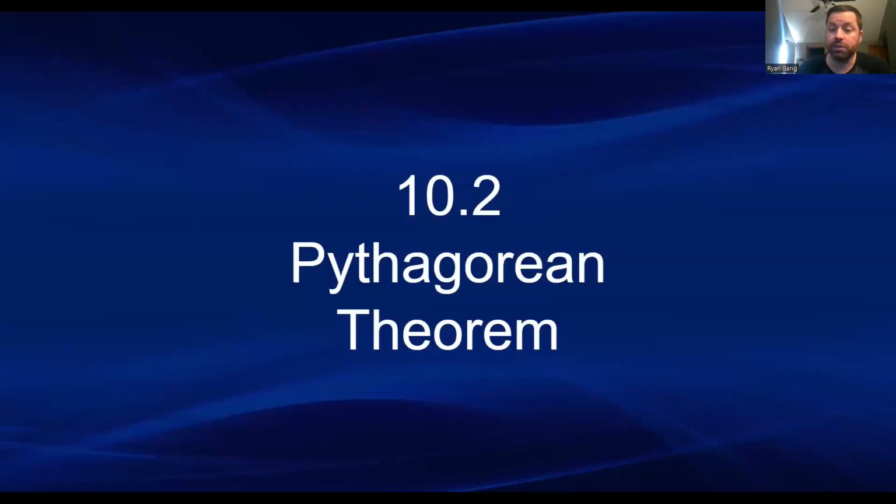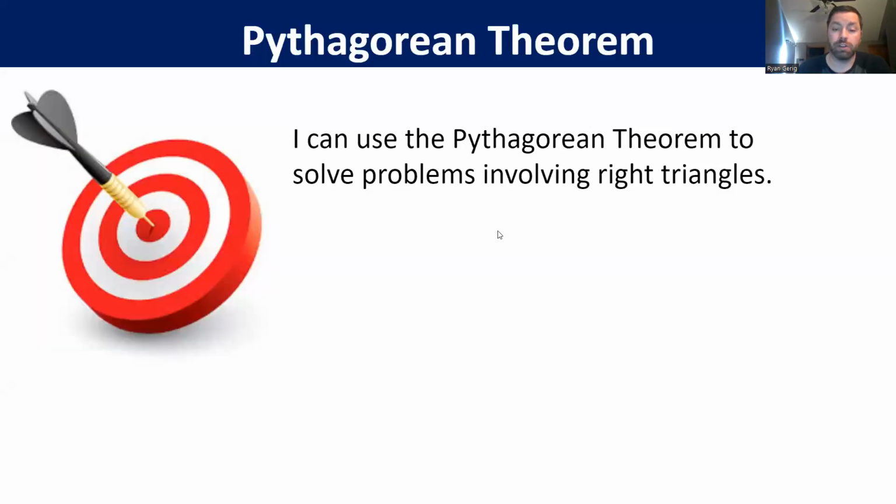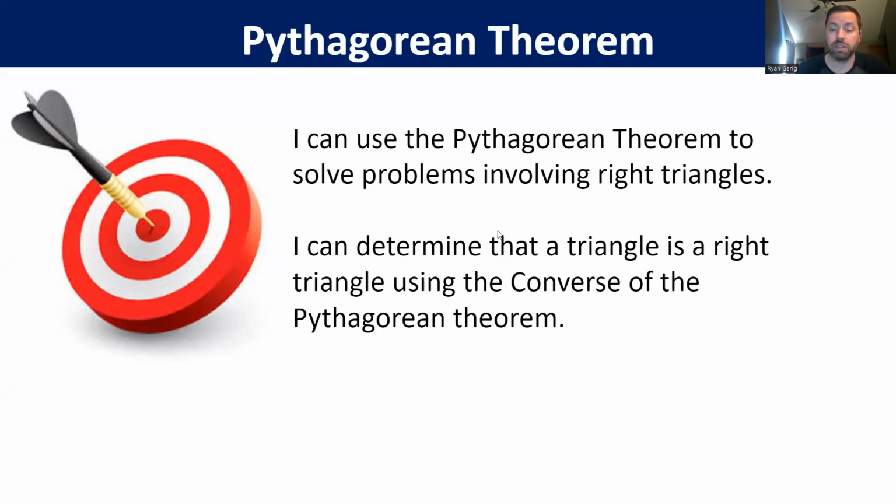Hello and welcome to lesson 2 of week 10. We're going to take a look at the Pythagorean theorem today. So I can use the Pythagorean theorem to solve problems involving right triangles and determine that a triangle is a right triangle using the converse of the Pythagorean theorem.